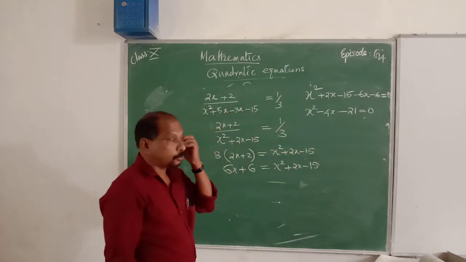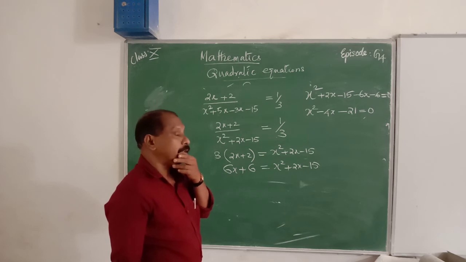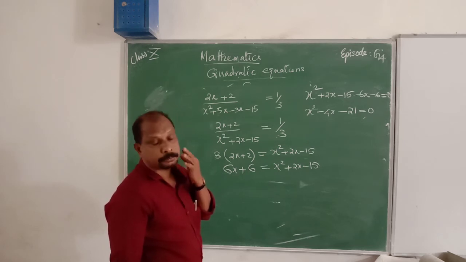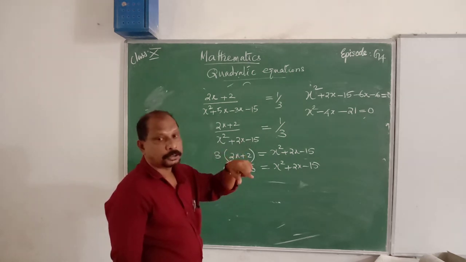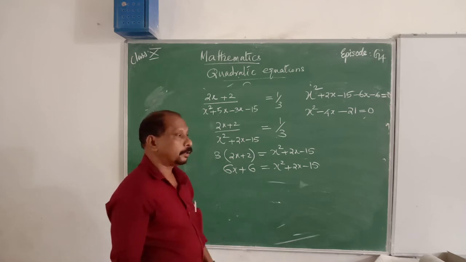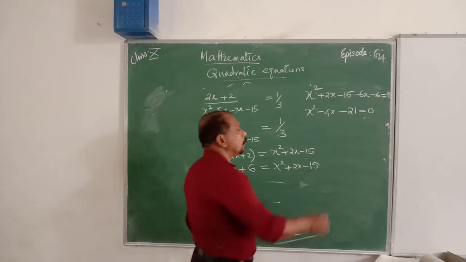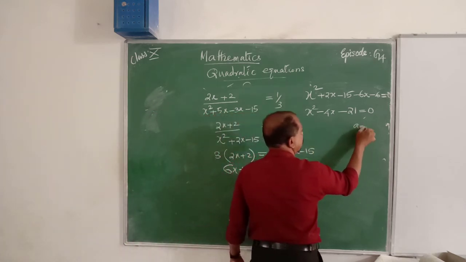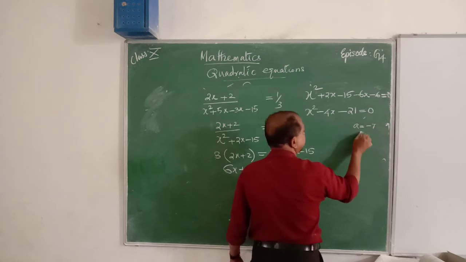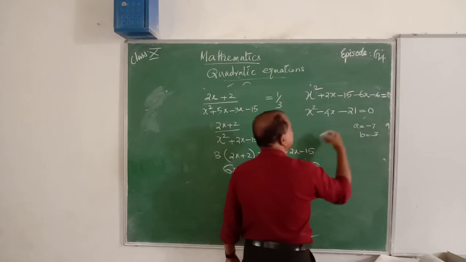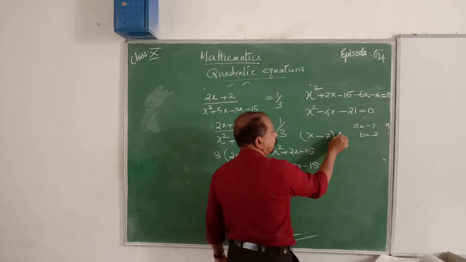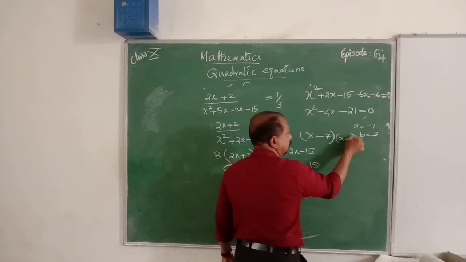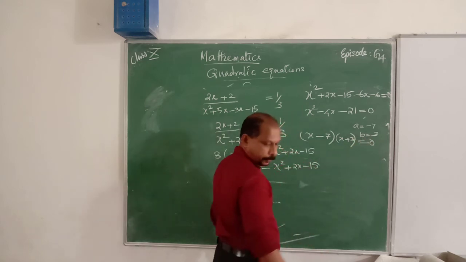We can factor that one: the product is minus 21 and the sum is minus 4. 7 into 3 is 21, 7 minus 3 is 4. Therefore, minus 7 into 3 is minus 21, and minus 7 plus 3 is equal to minus 4. Therefore, a is equal to minus 7, b is equal to 3. Therefore, the factors are x minus 7 into x plus 3 is equal to 0.